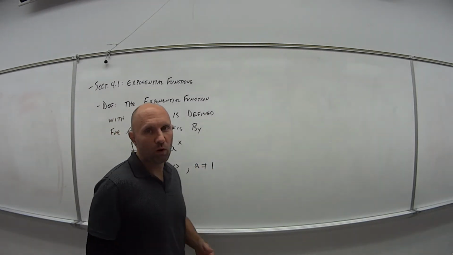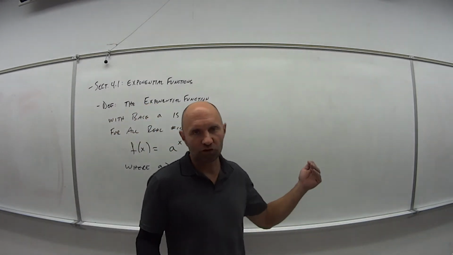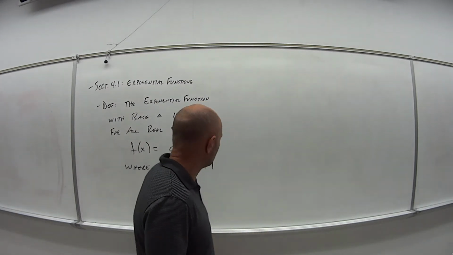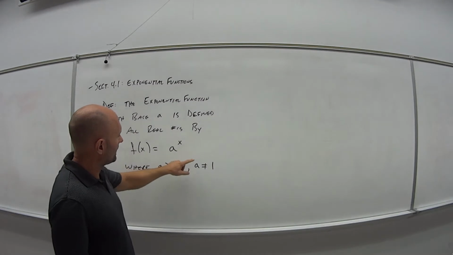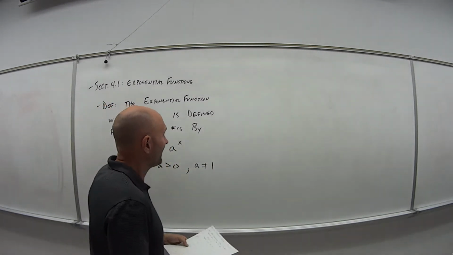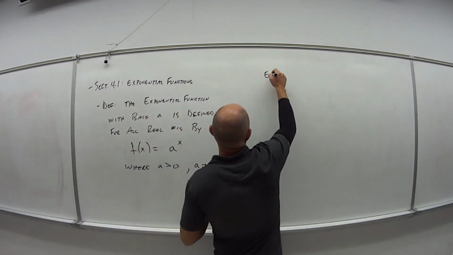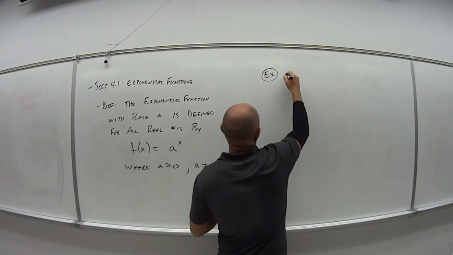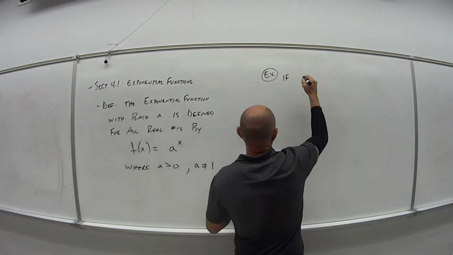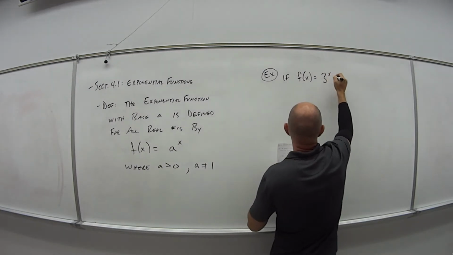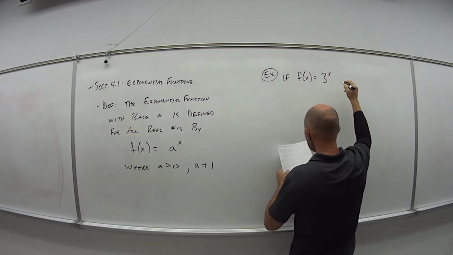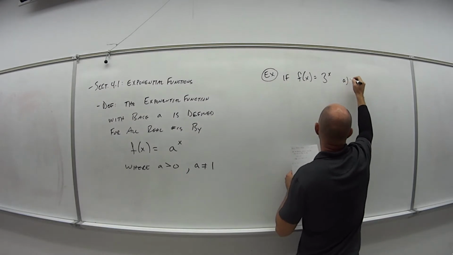Because if a is 1, our answer is always going to be 1. It's just going to be a flat line. So the exponential function, if a is a positive number not equal to 1, is defined by that. And let's look at some examples of what it would look like if we tried to work this out. So if f of x is equal to 3 to the x power, then we want to find the following.